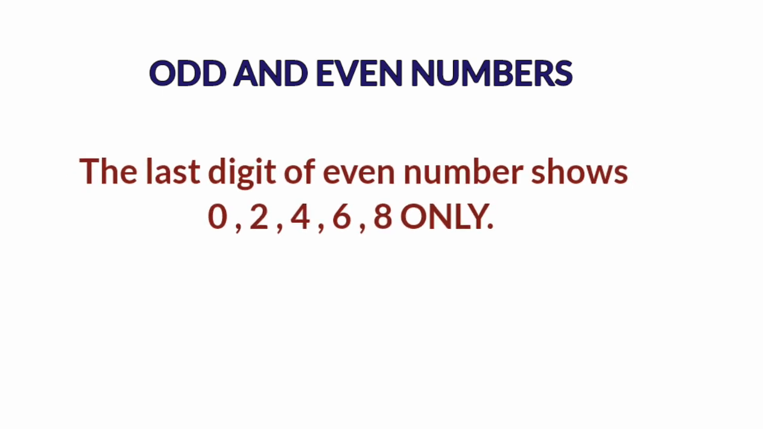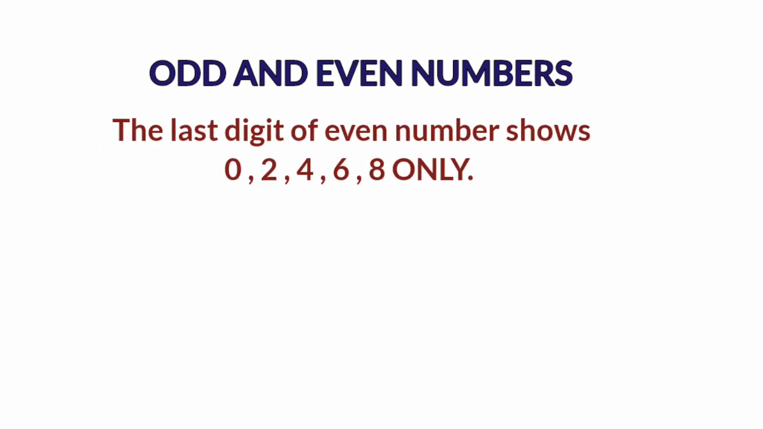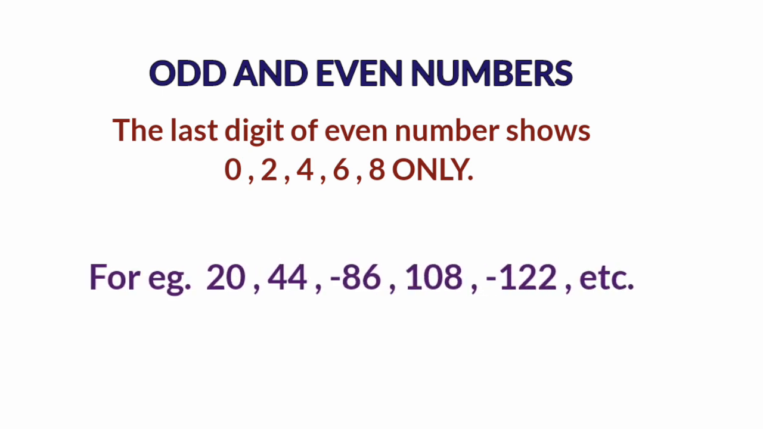Numbers other than these are odd numbers. Examples of even numbers are 20, 44, minus 86, 108, minus 122, etc. The last digit of all these numbers is 0, 2, 4, 6, 8 only. So these are even numbers.